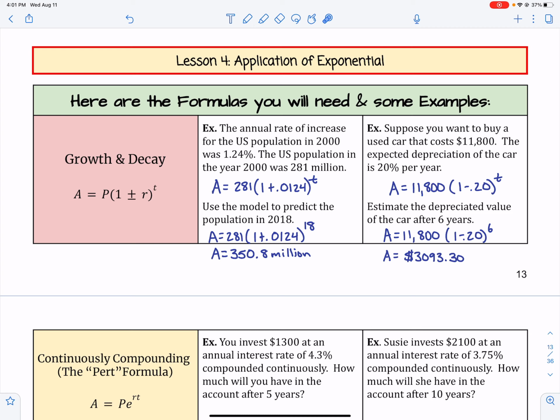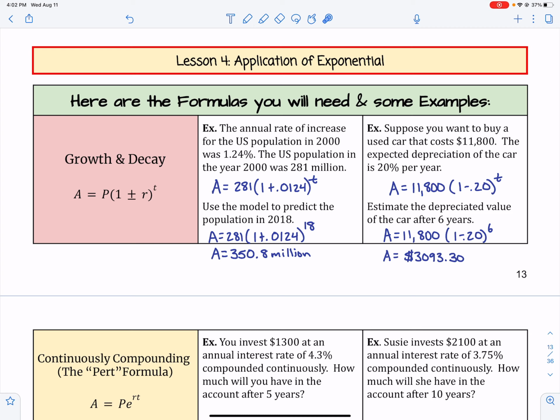Then in the next question, it says use this model, which we wrote down, to predict the population in 2018. The only thing I needed to do was put in time was 18, because it went from the year 2000 and now they're asking about 2018. So you just plug that in, type everything in your calculator, and then you should get 350.8 million people. And like I say, that was just another good example of growth, which you've already seen in another lesson.